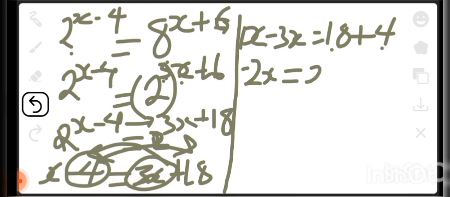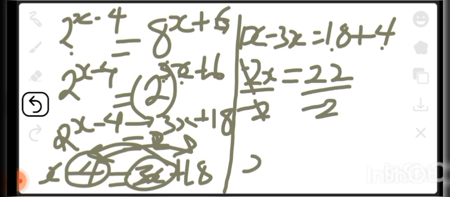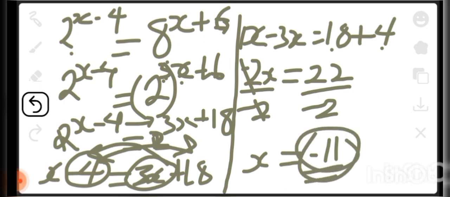18 plus 4 is 22. Next, divide both sides by minus 2, so that is to cancel it. x is equal to minus 11. That is the answer to that. The answer to this particular question is minus 11. Take note of that. It's very, very important. So let's look at the next question.